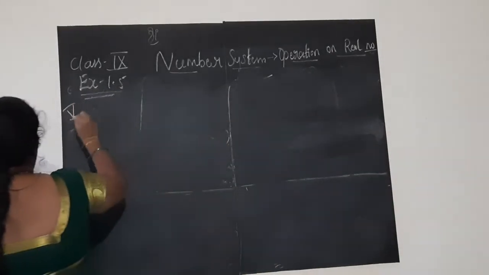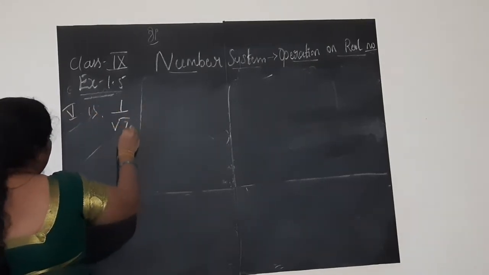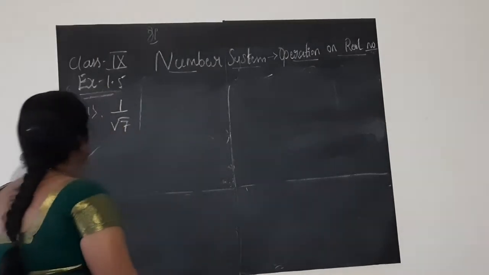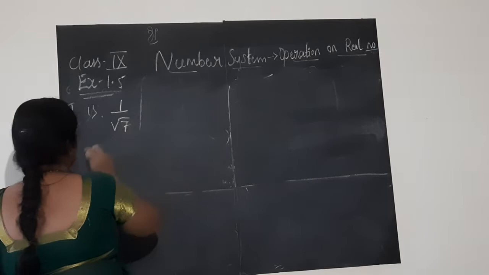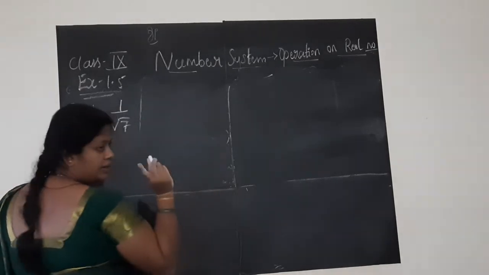Fifth main, children. First question, rationalize the denominator. 1 by square root 7. We did it for square root 2, no? Here also, like that, only one number we have. So the next step I am not writing here for space constraint, but you should write it, okay?